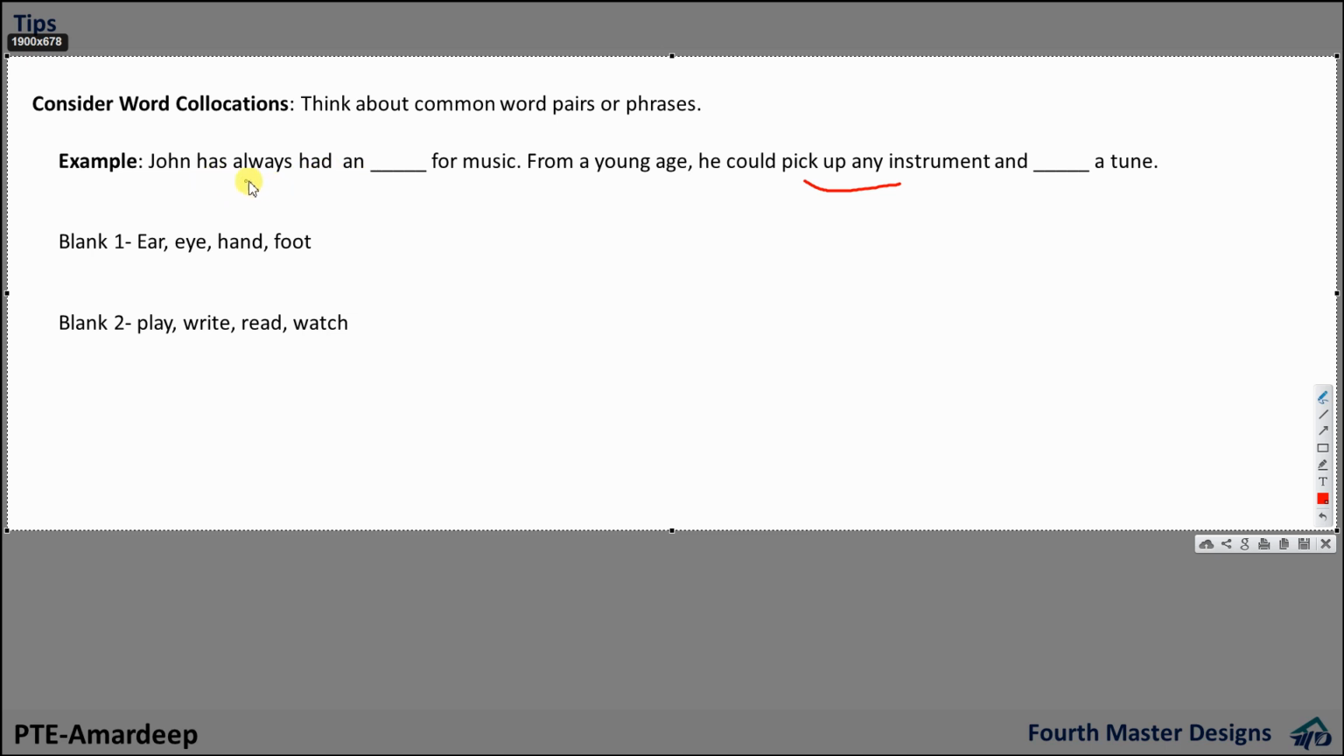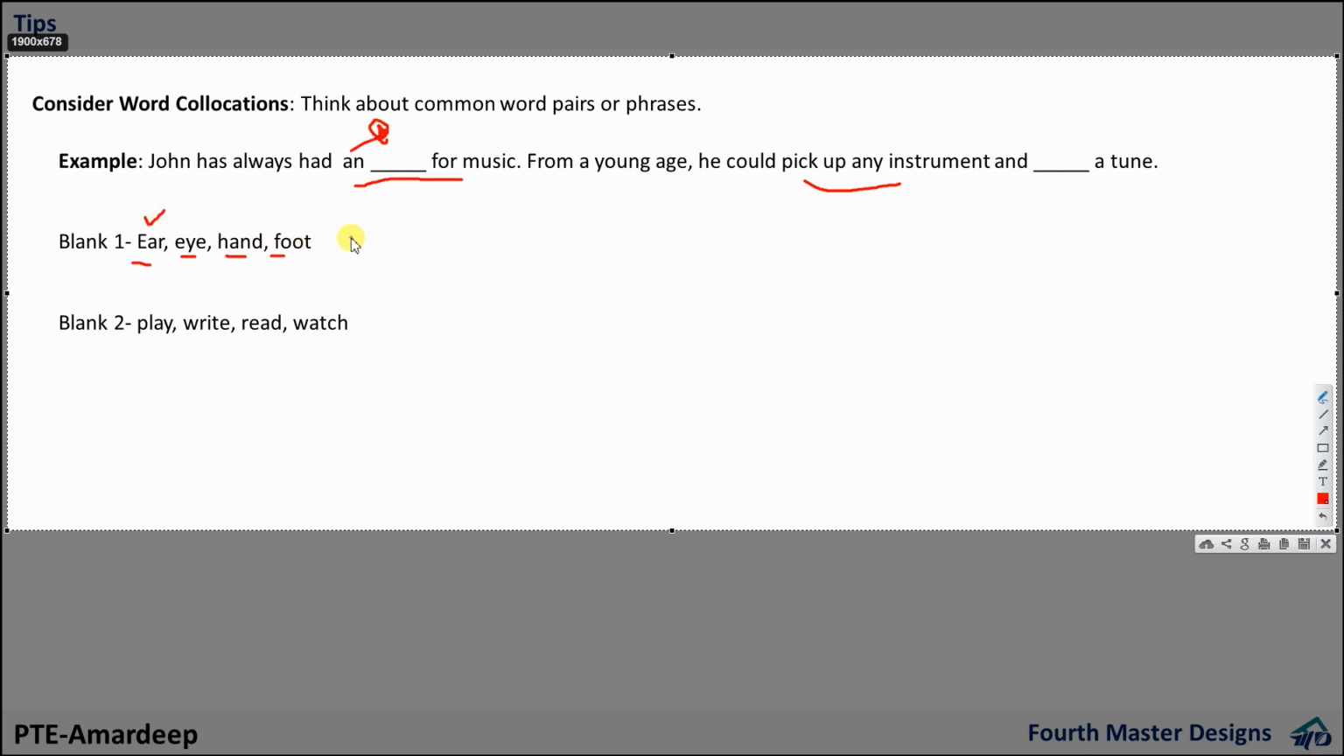John always had an dash for music: ear for music, eye for music, hand for music, foot for music. An ear for music is a common collocation. It means the ability to understand and produce music. So it means your ability, your skills to understand and produce music. So in this context, ear will be correct. Okay, this one will be correct.